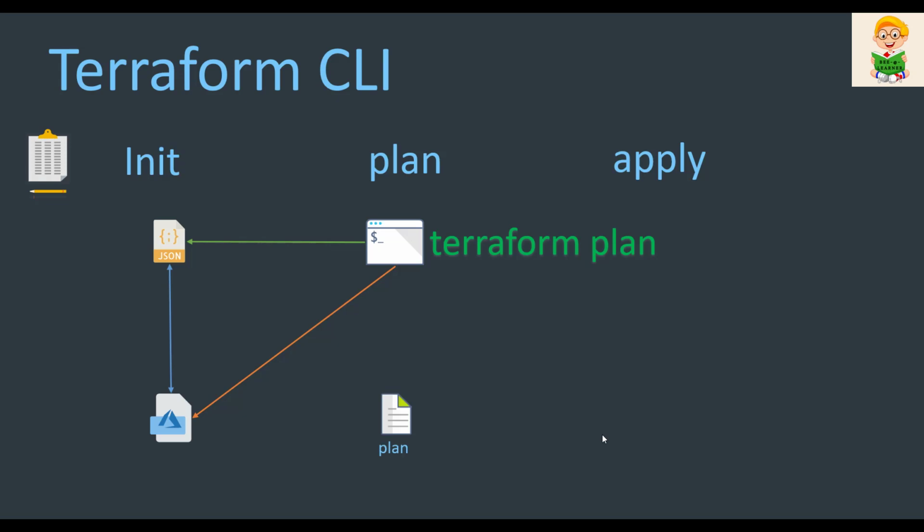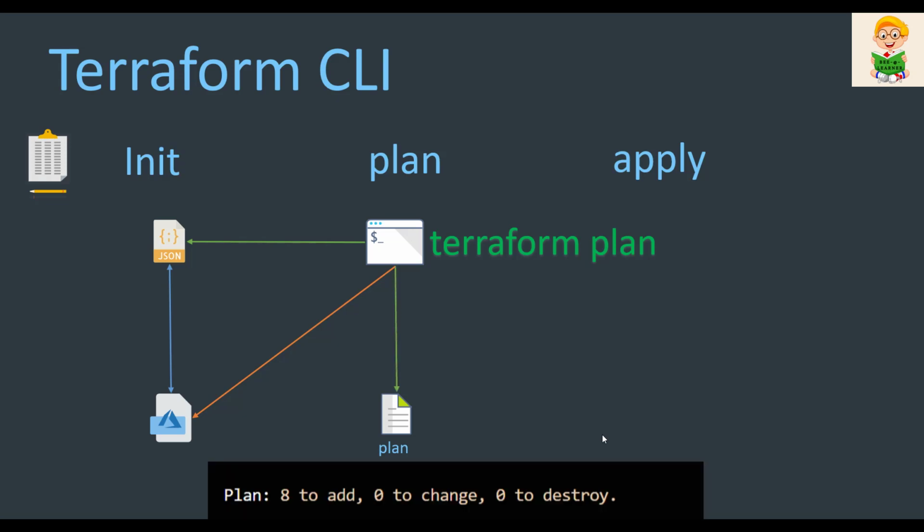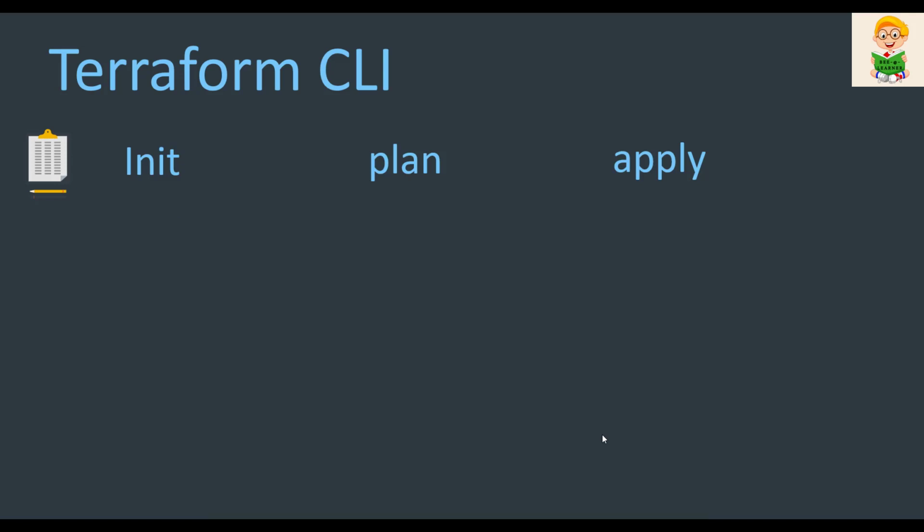You can generate a plan file by providing an additional argument to the plan command. From the result of the plan command, you get information about what is going to be changed and how many resources are going to be affected by that particular plan. So this is how it works. Next we have the apply command.